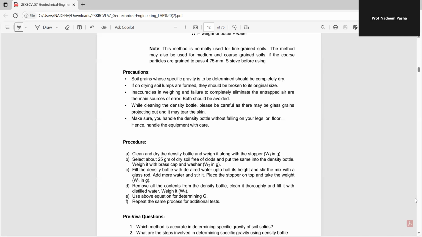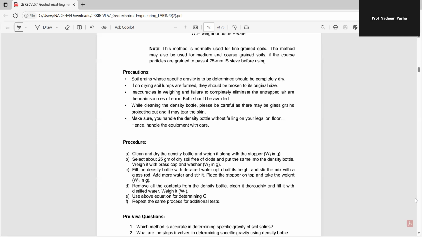Normally in soil, lumps will be there; you have to break them into the original soil. Inaccuracies in weighing and failure to completely eliminate the entrapped air are the main sources of error, and both should be avoided. While cleaning the density bottle, please be very careful, as there may be a glass ring projecting out and it may tear the screen. Make sure you handle the density bottle without dropping it on your legs or bones.